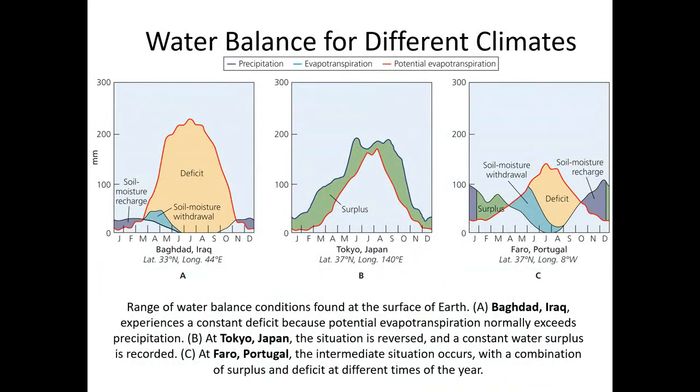So different areas of the world have different amounts of rain, and often an area can be very dry year-round, it can be wet year-round, or it can have dry or wet periods. So when an area is consistently dry, they have what's called a water balance deficit.